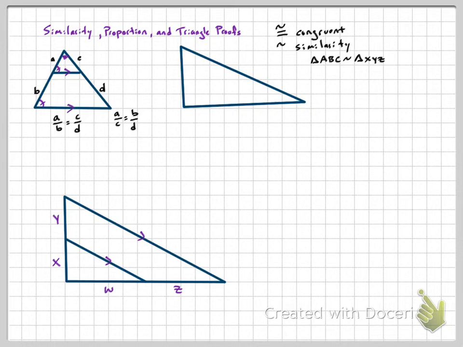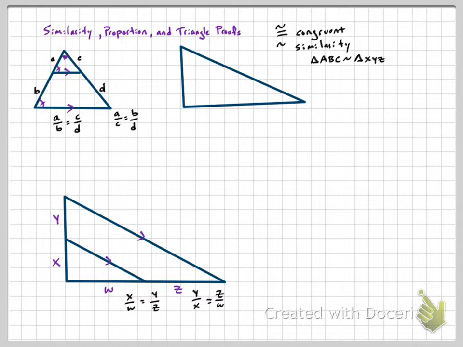The same rule can apply. Left over right or top over bottom. So I can do x over w equals y over z, or I can do y over x equals z over w. You just have to keep the order consistent. So when I was doing x over w, I'm doing left over right, left over right. When I was doing it the other way, I did top over bottom, top over bottom.